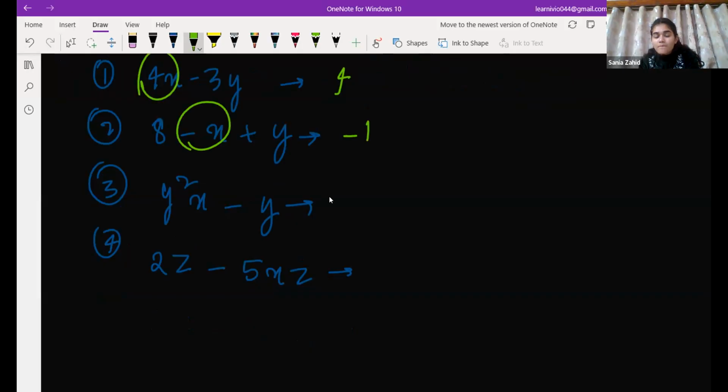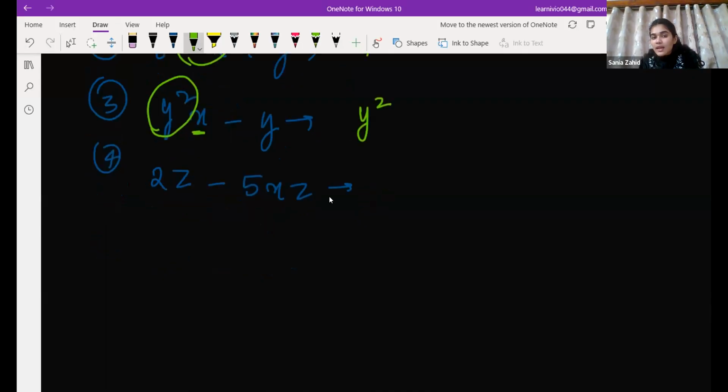Next, y square. Very good. See, coefficient means the thing that is attached to the term we are asked about. Here we are asked what is the coefficient of x. So you look at x, you leave x, and you look at all the other things present with x. So we have y square, so the coefficient will be y square. Now what is the coefficient of the next one? x is written over here. Is it just 5? 5z. Minus 5z. Very good. Understood? Yes, ma'am.